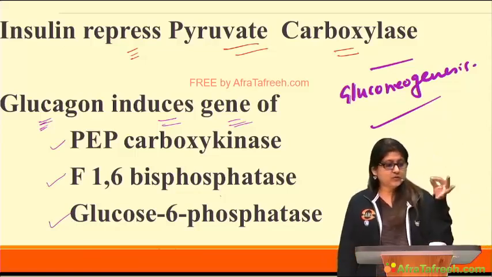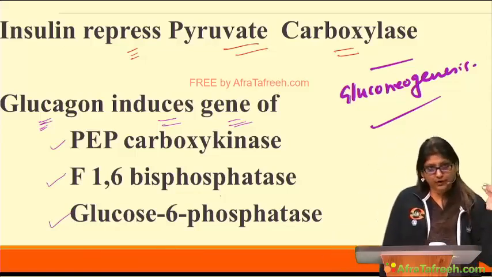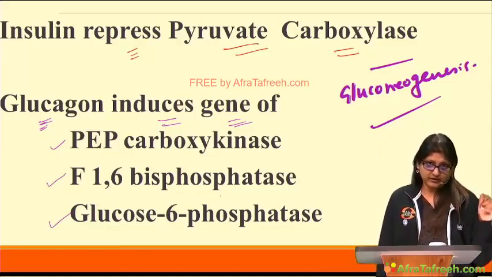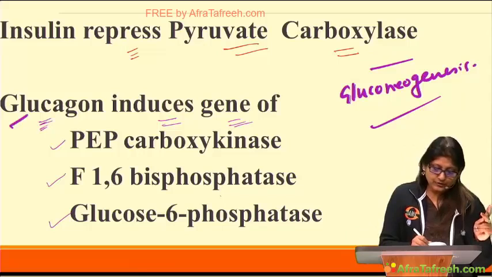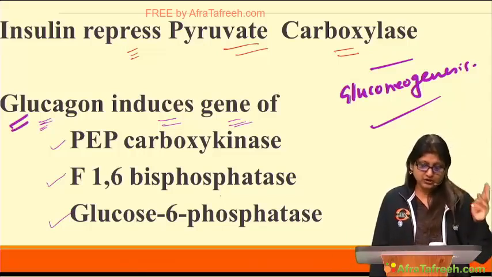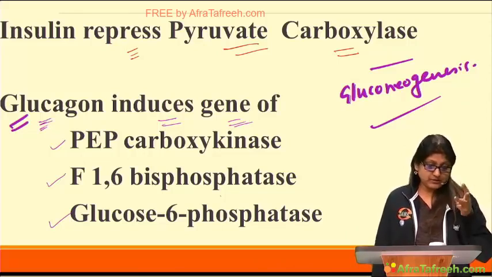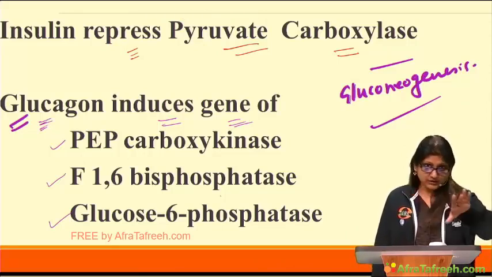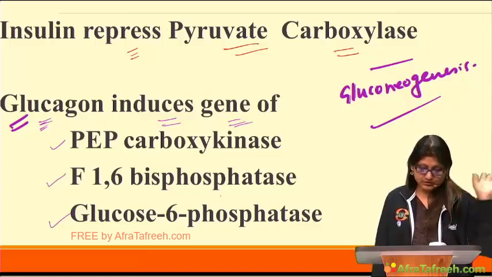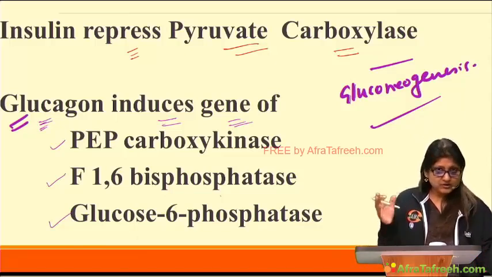So if anybody asks you what insulin is going to do, how it is going to down-regulate the gluconeogenesis, you say it is going to repress the gene of pyruvate carboxylase. How glucagon is going to up-regulate the gluconeogenesis: going to induce the gene for PEP carboxykinase. Remember 3 names. Pyruvate carboxylase is not coming here, right? So PEP carboxykinase, fructose 1,6-bisphosphatase and glucose 6-phosphatase. Very good.